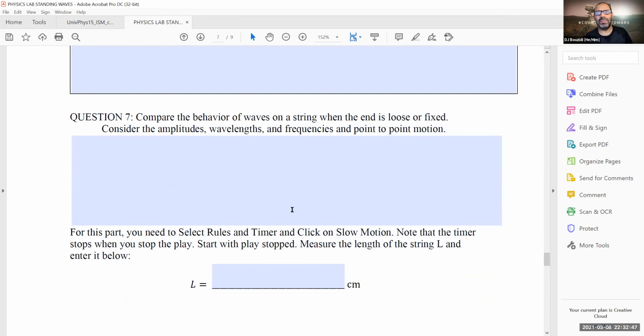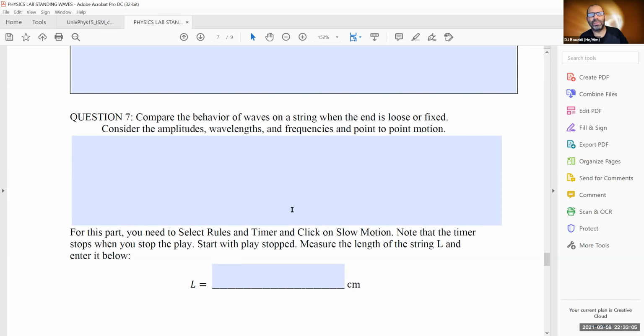Question 7. Compare the behavior of waves on string when the end is loose or fixed. Consider the amplitude, wavelength, and frequencies and point-to-point motion. The key difference between them is the reflected wave is actually out of phase. It's flipped back for the fixed end and it stays in phase for the loose end.